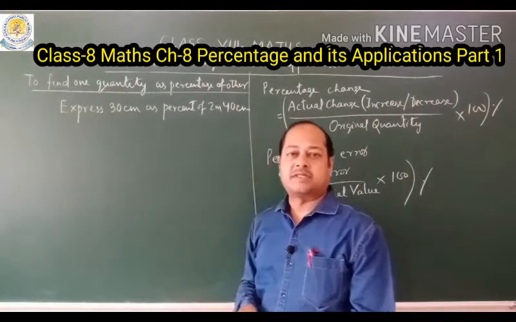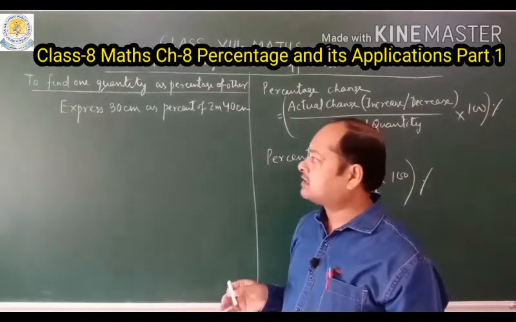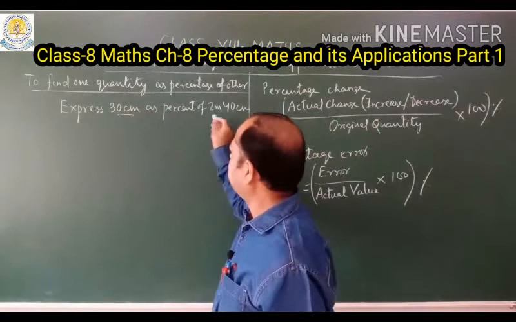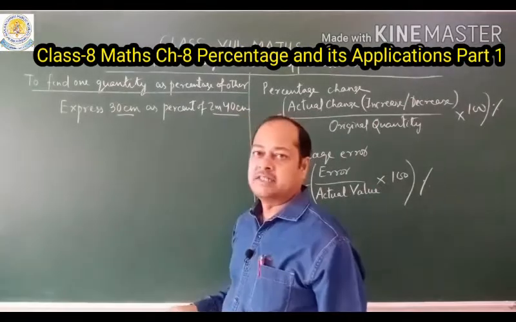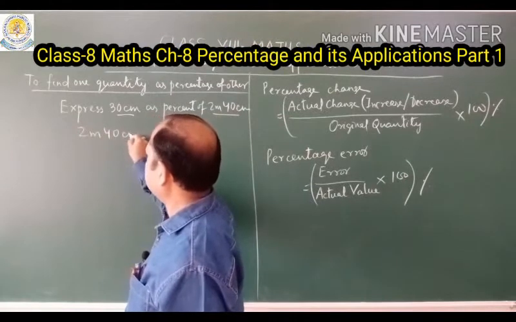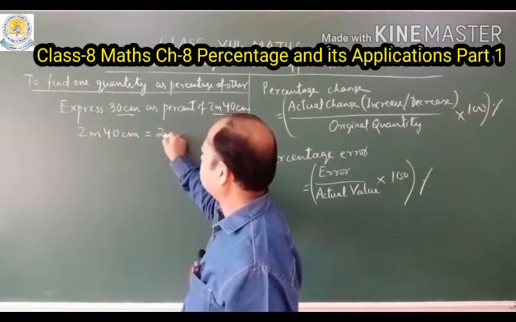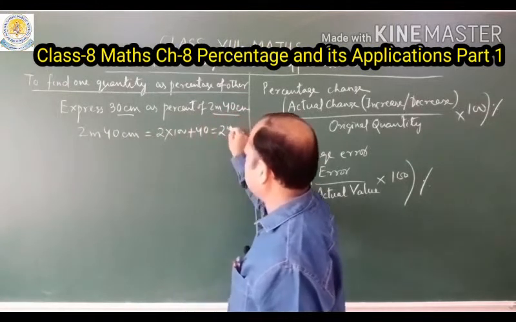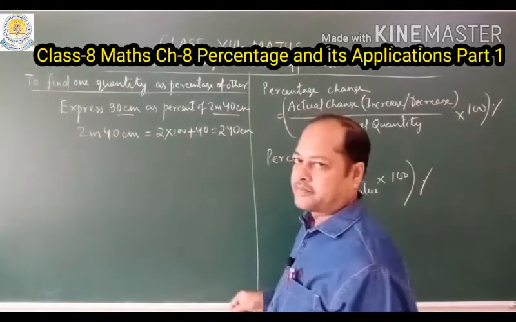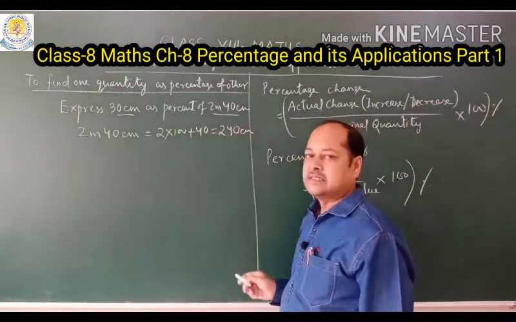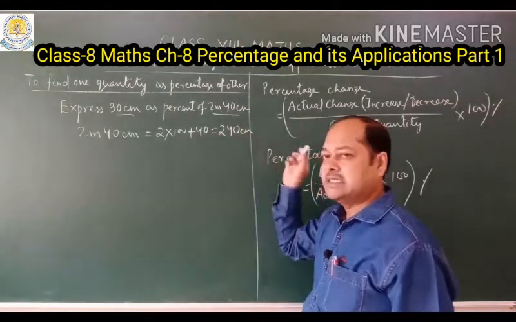So what is the process? First we'll convert both into the same unit. Here 30 centimeter is given, but here 2 meter 40 centimeter is given. So 2 meter 40 centimeter equal to how much? 2 into 100 plus 40, that is 240 centimeter. We have converted this 2 meter 40 centimeter into centimeter, that is 240 centimeter.